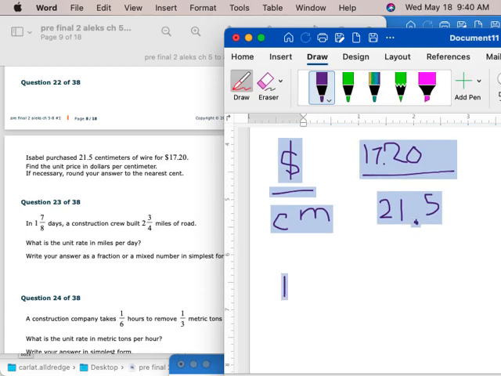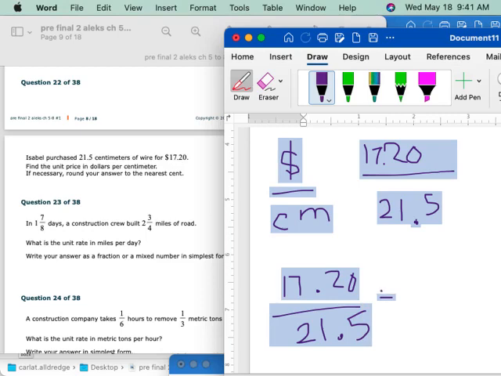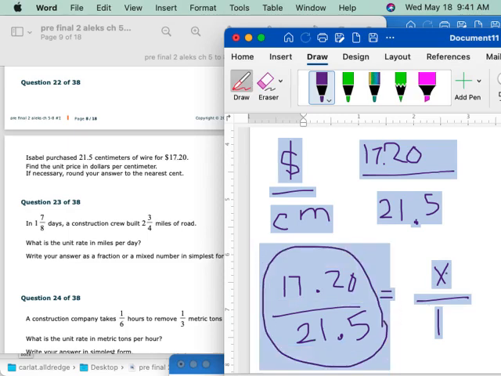We could set up a ratio, 17.20 over 21.5 equals something, because we're looking at how many dollars per 1 centimeter. Okay, so since we're going to 1 here, will this operation give me the x? Won't it? Because I've just got x over 1 over here, guys. So this right here is all I have to do.